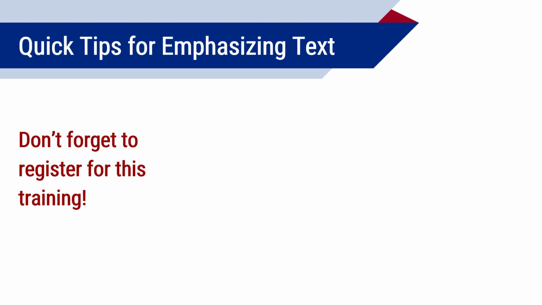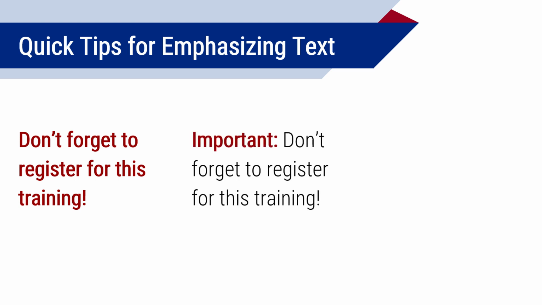But wait, you say, a screen reader isn't going to be able to read that red or that bold. Absolutely right. So, what we can do is add a textual signal to match the visual signal, like actually writing the word important before the thing that you want your readers to pay attention to.